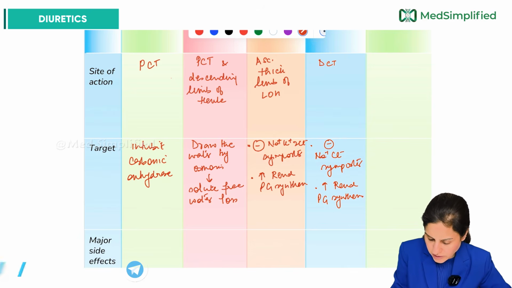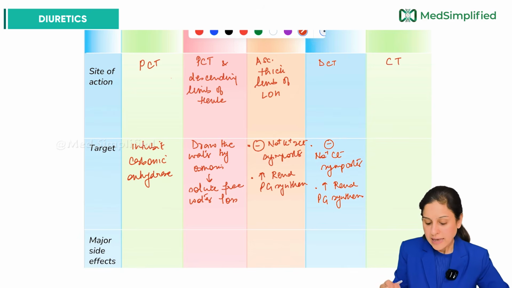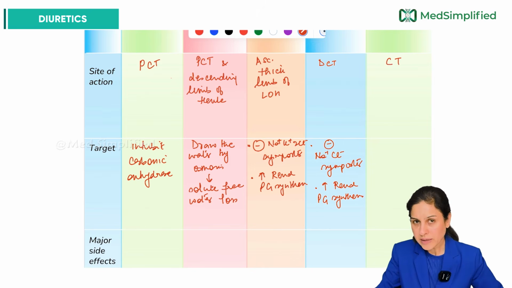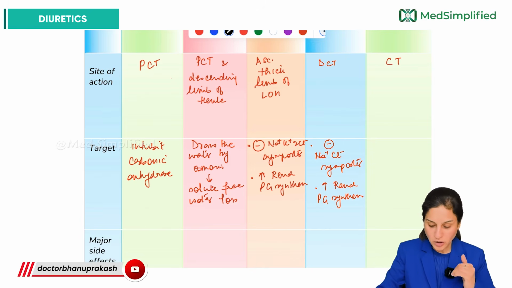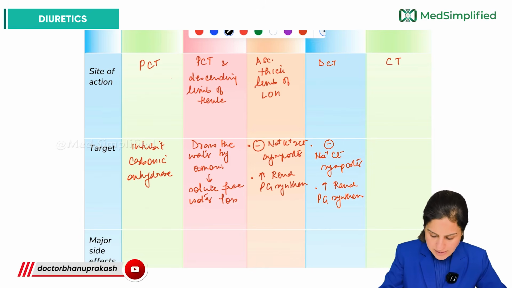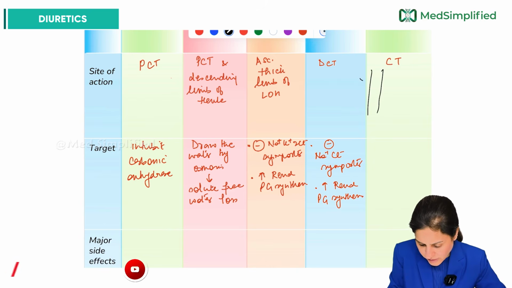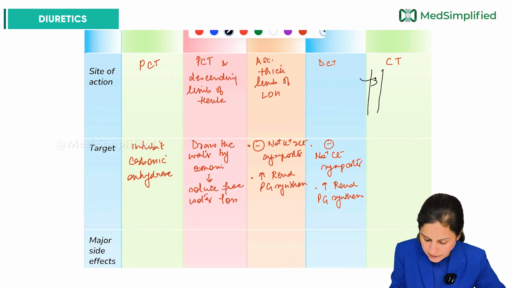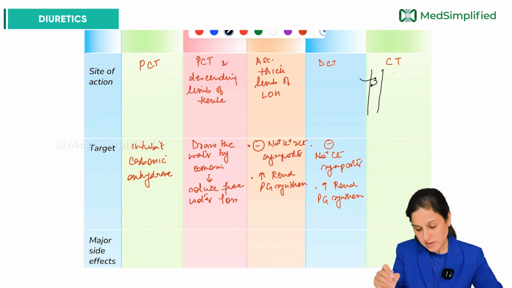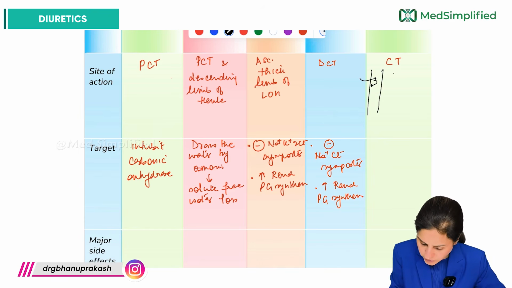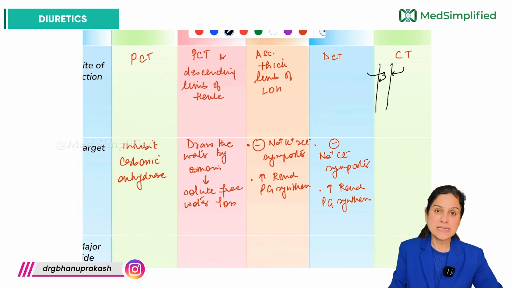They target the collecting tubules. Remember, all the other diuretics act through the lumen of the nephron. What I mean when I say this is, let's say this is the nephron, and all the other diuretics first enter inside the lumen and then have their action. This is the only diuretic which does not act from the luminal side.